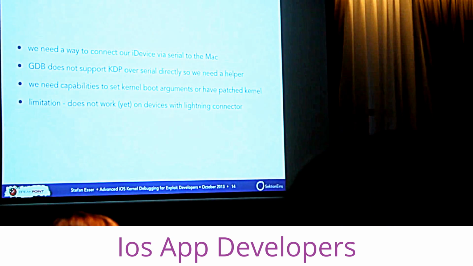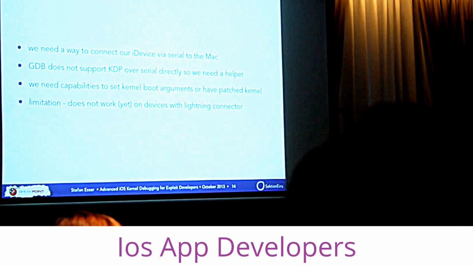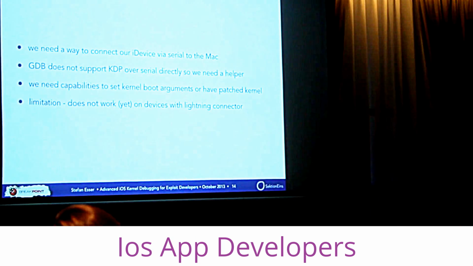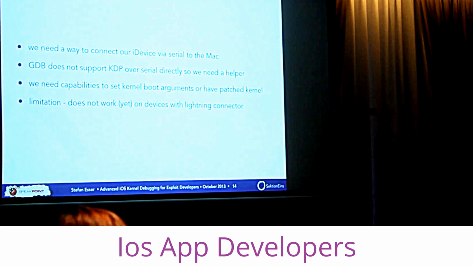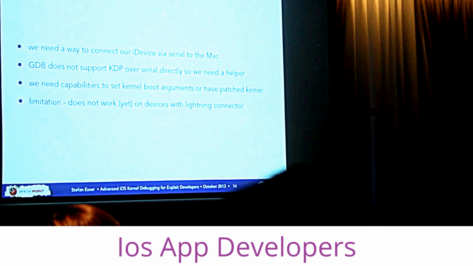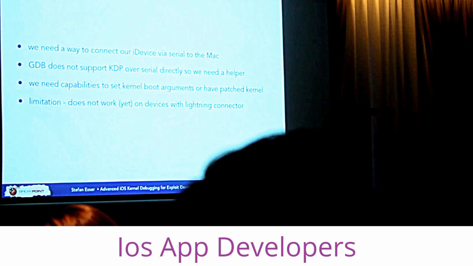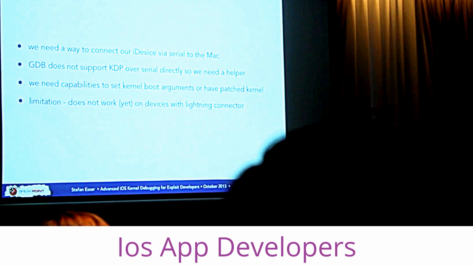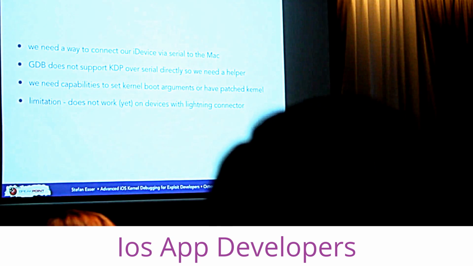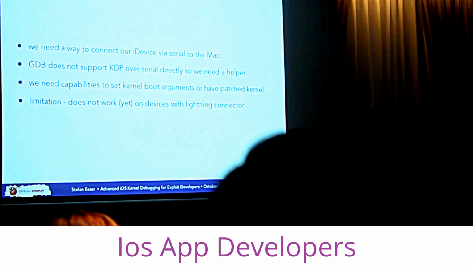And there's another limitation. So far, no one managed to do this kind of kernel debugging on a device with the Lightning connector. Because when you look at the schematics of the iPhone 5 or 5S that leaked onto the internet, you see that the serial chip that was used beforehand has disappeared from the schematics. So no one knows how this device still speaks serial, but most probably it does somehow.